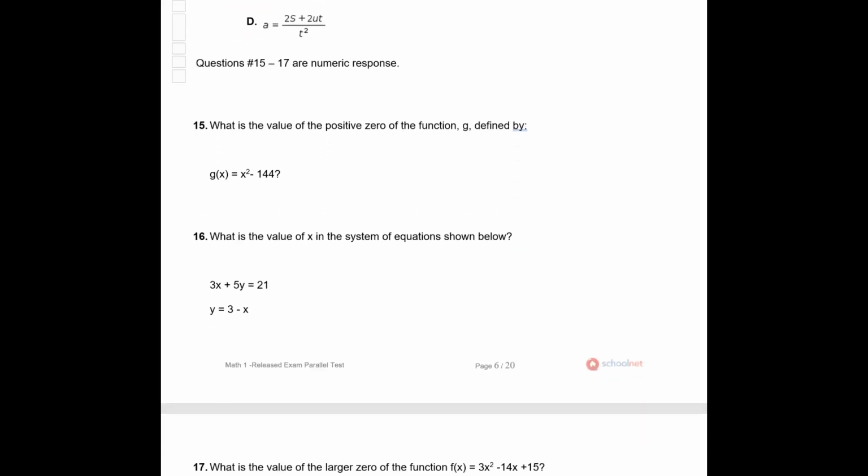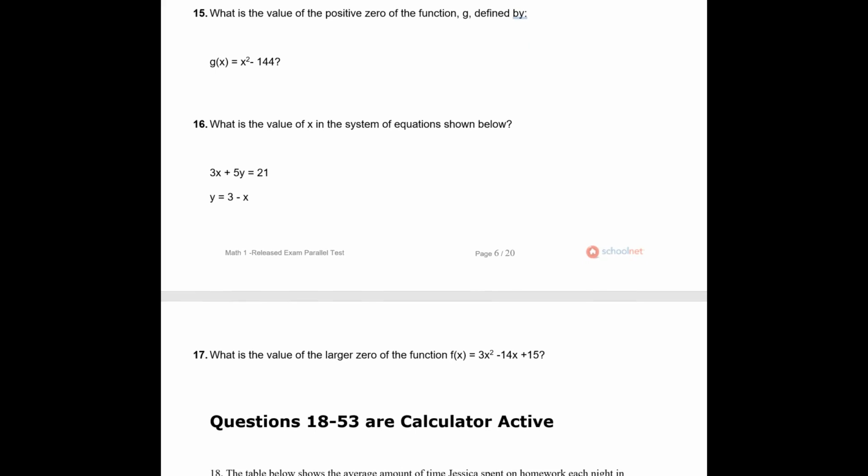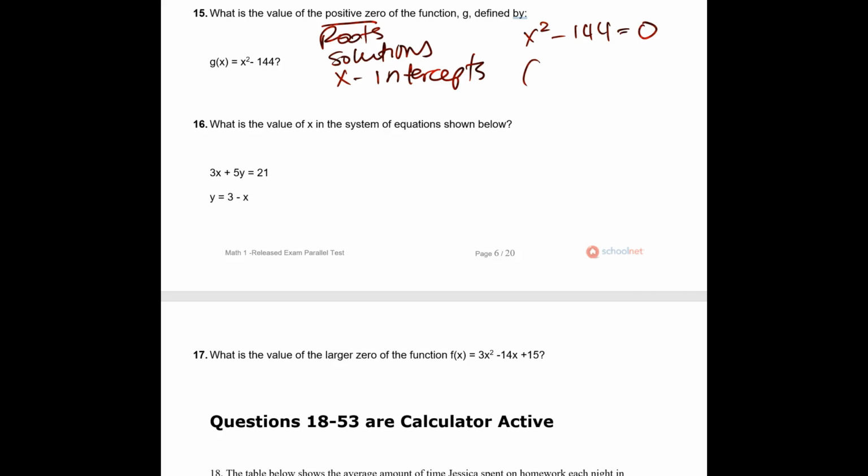All right, next question. What is the value of the positive zero? Zero is another word for roots, solutions, x-intercepts. So we need to factor. x squared minus 144 is equal to 0. Is this the difference of squares? We put the subtraction sign first, subtract 12. And so we get x is equal to 12, and then x is equal to negative 12. They want the positive zero. This is the positive zero.